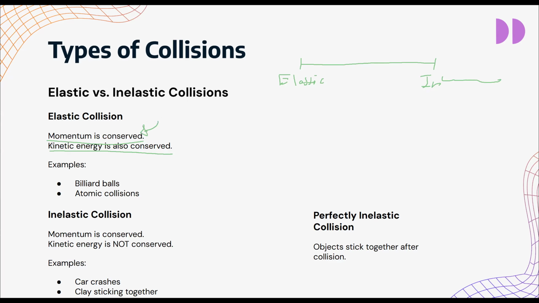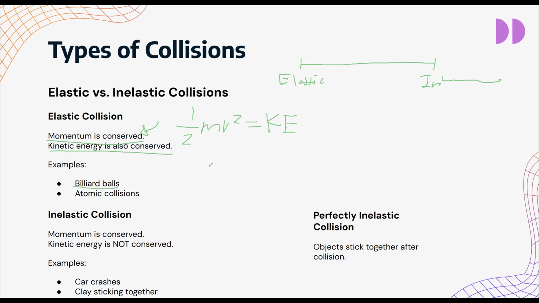We know momentum is always conserved in a closed system. But what's important about an elastic collision is that kinetic energy is also conserved. Do you guys remember what kinetic energy is? It's 1/2 mv squared. Kinetic energy is equal to 1/2 mass times velocity squared. Kinetic energy is conserved in these types of collisions.